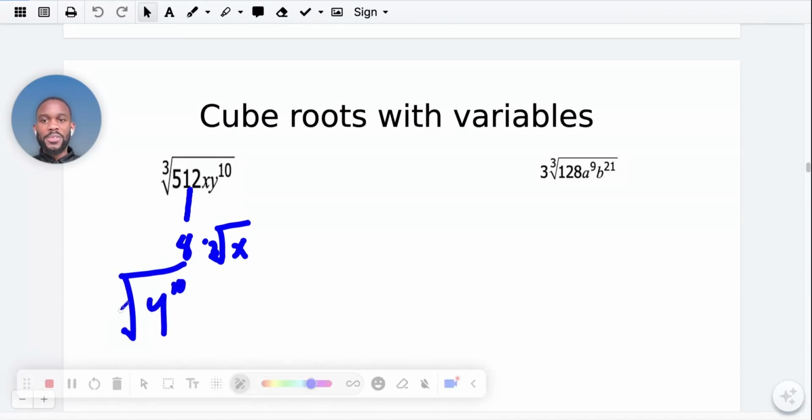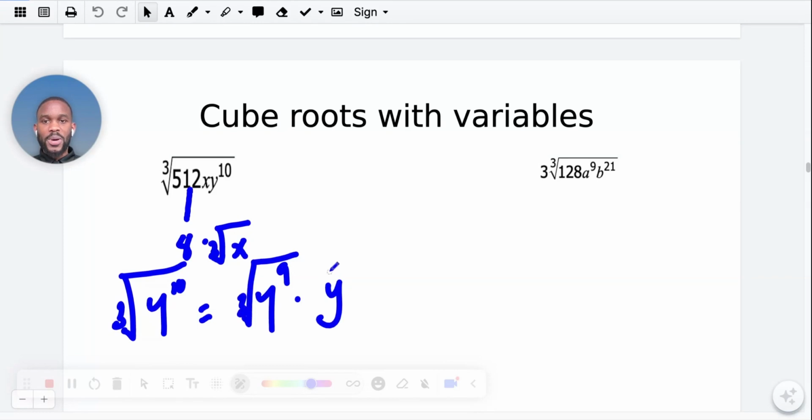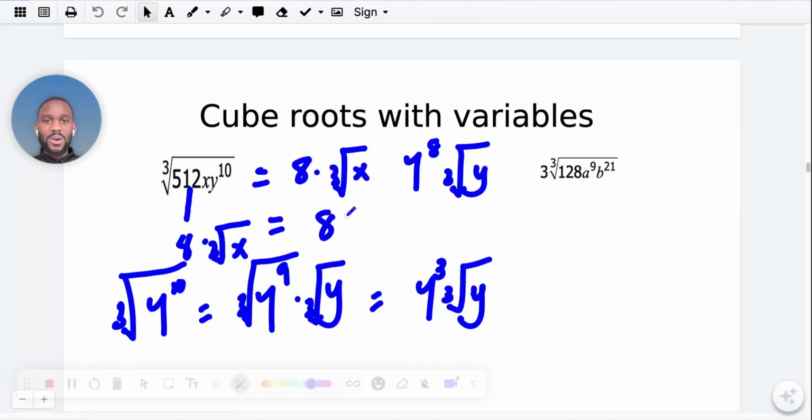Now, if I want to get the cube root of y to the 10, 10 is not divisible by 3, but I can break it down to y to the 9th times y. So if I get the cube root of y to the 9th and the cube root of y, this would give me y to the 3rd, since 9 divided by 3 is 3, and then the cube root of y. Now, that means this whole thing will be 8y to the 3rd, and then you write one cube root of x like that. So instead of writing separate cube roots, they can be the same cube root, right? So that's what you get.